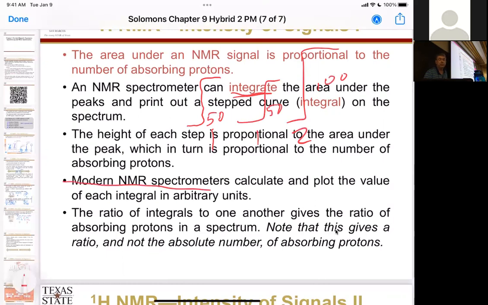Most modern spectrometers calculate and plot the value, but if you get some weird number like 1.5, you can't have 1.5 protons. You have to multiply or divide by a number to get all of them to be whole numbers and proportional to the structure you're looking for.